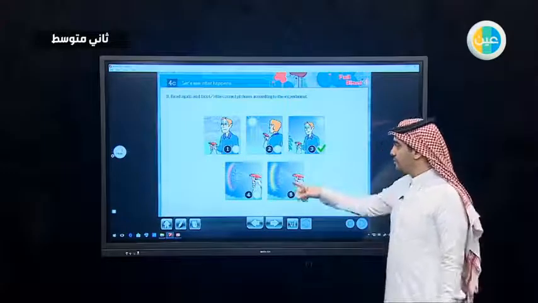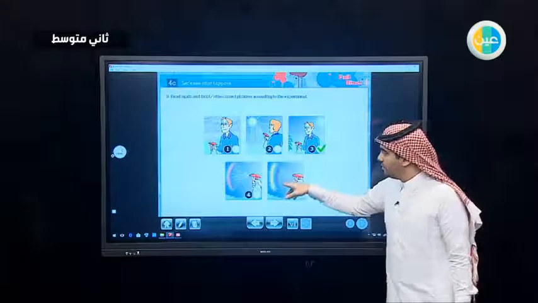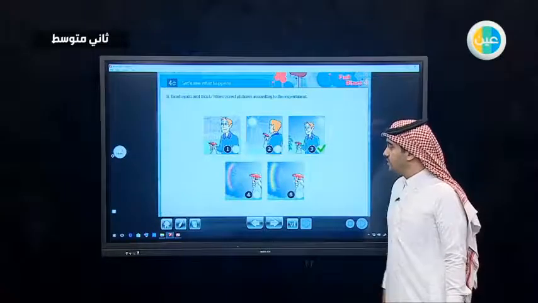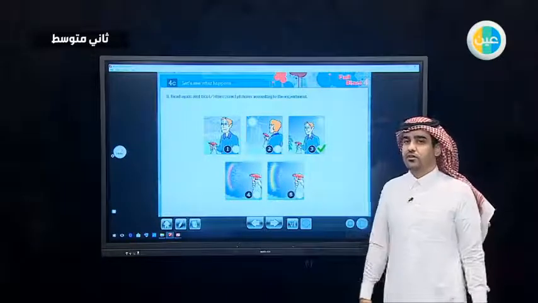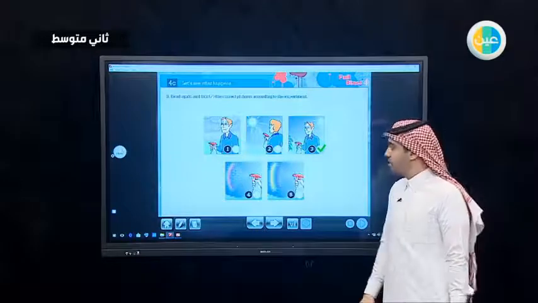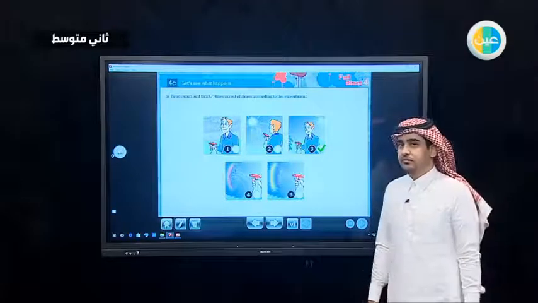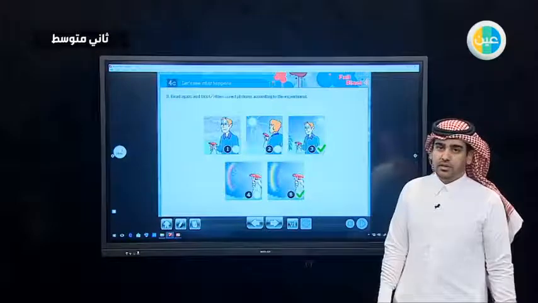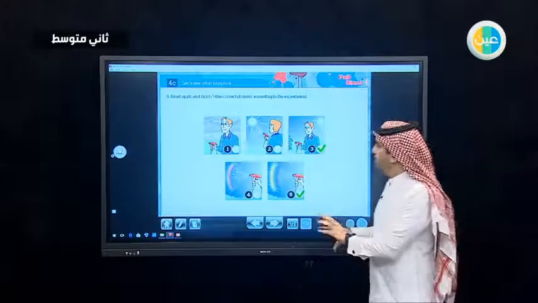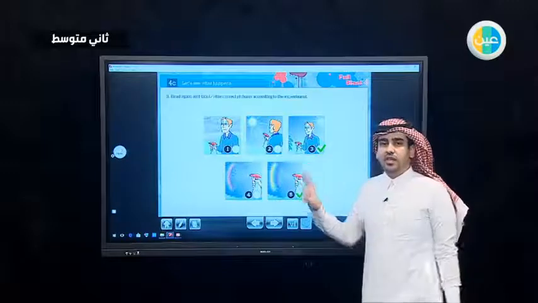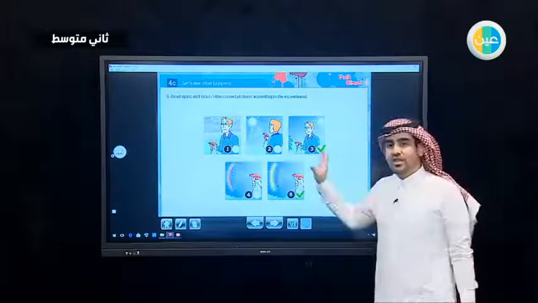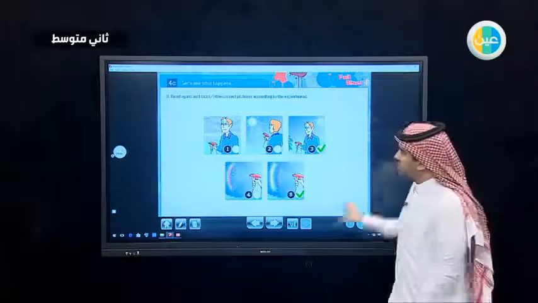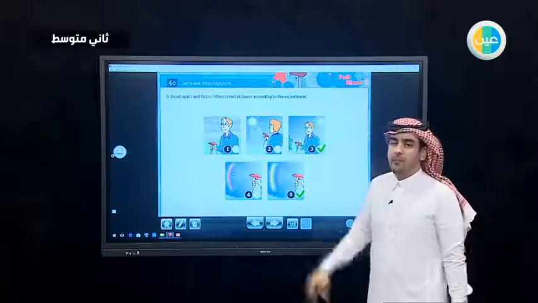Okay, how about number 5? We have 1, 2, 3, 4, 5, 6, 7 different colors. Do you think this is the right way of doing the experiment? Me too, I think so. So we will tick this one. So the goal behind this activity is to check your understanding of the steps, using pictures only.